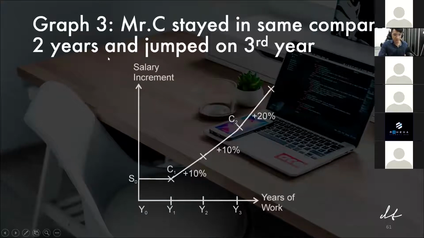So this friend of mine, he worked in the same company for 2 years, 10%, 10%. And on the third year, he actually jumped company and got a 20% increment. So imagine that if you stay in the same company, you get 10%, 10%, but if you jump, you get 20%. You get 2 years worth of increment in a single jump.